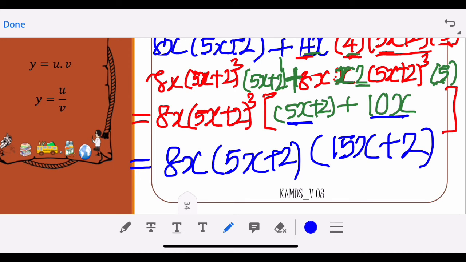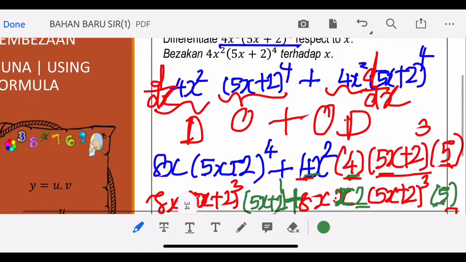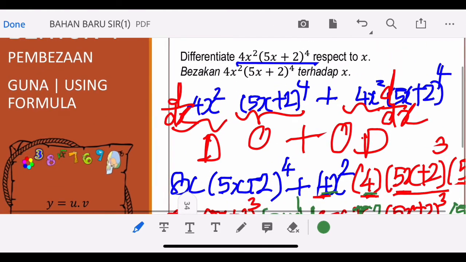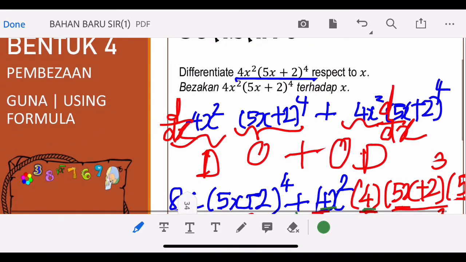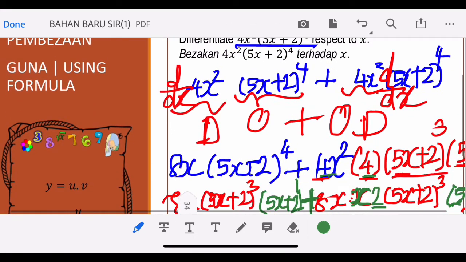All right, a double check will actually give you the perfect answer if you double check carefully, because you see we have such complicated factorization. Alright, so this is how you differentiate using the product rule.